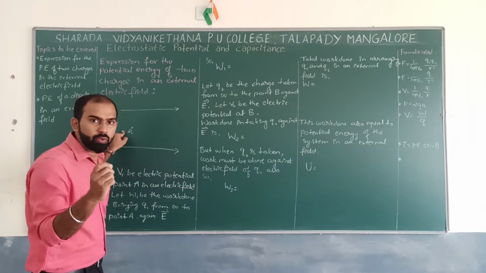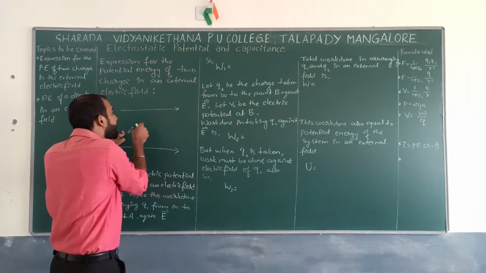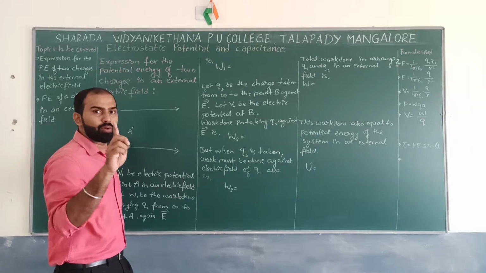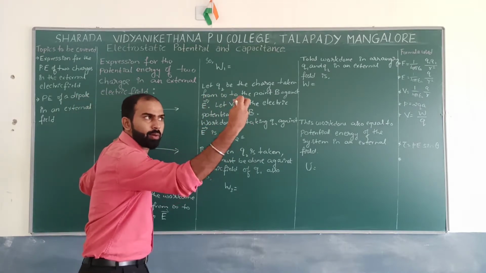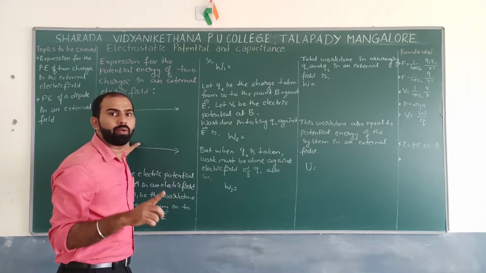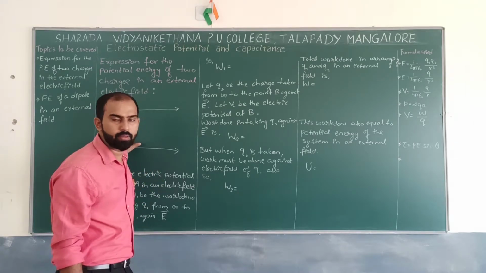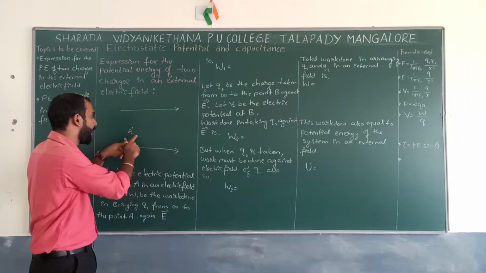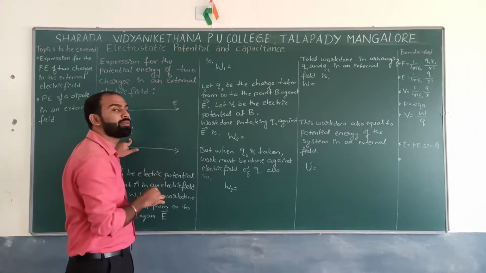Your job is to take the charge which is there at infinity, and from there you are supposed to bring it and keep it over here, at point A. Now think and give me the answer. At the time of bringing Q1 from infinity to this particular point, is there any work done in the process? Yes. Whenever you are bringing a charge from infinity to this particular point against the external electric field which is there over here.